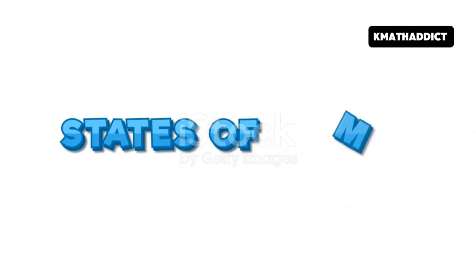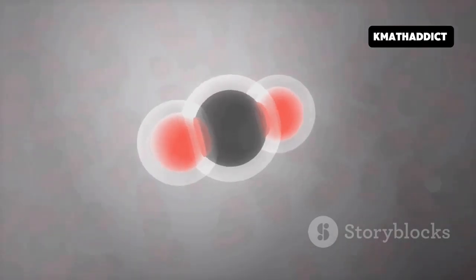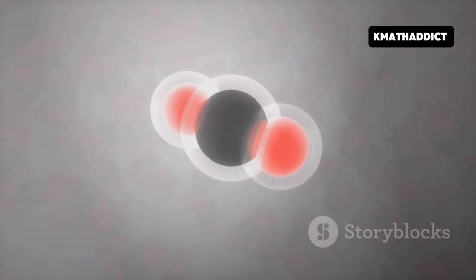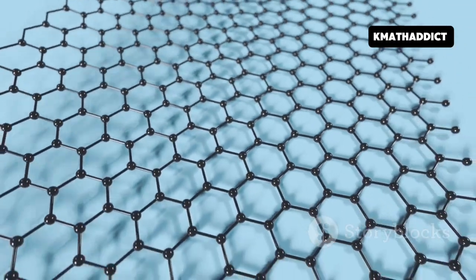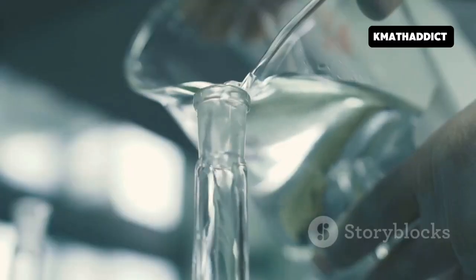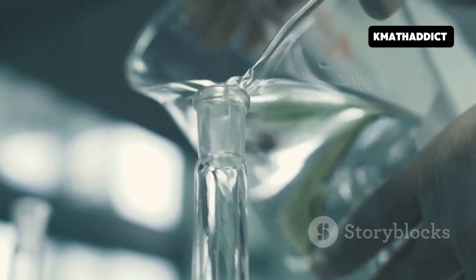Matter exists in three main states: solid, liquid, and gas. The state of matter depends on the arrangement and movement of the atoms or molecules. In a solid, atoms are tightly packed with a fixed shape and volume. In a liquid, atoms are less tightly packed and can flow, taking the shape of their container. In a gas, atoms are widely dispersed and move freely, filling the container.